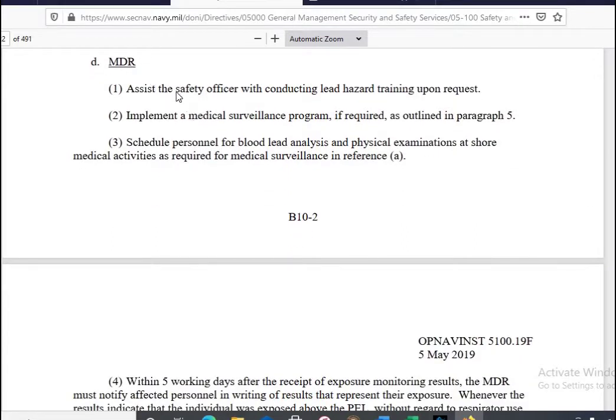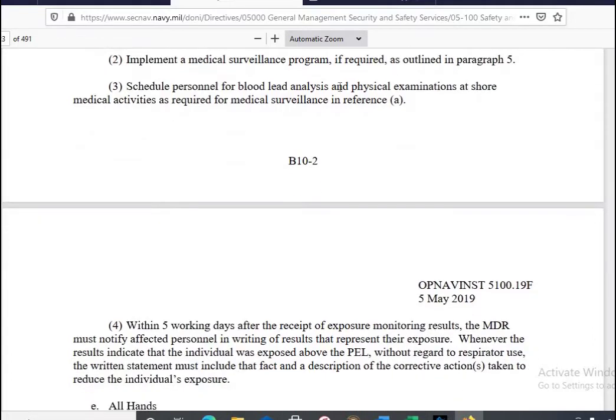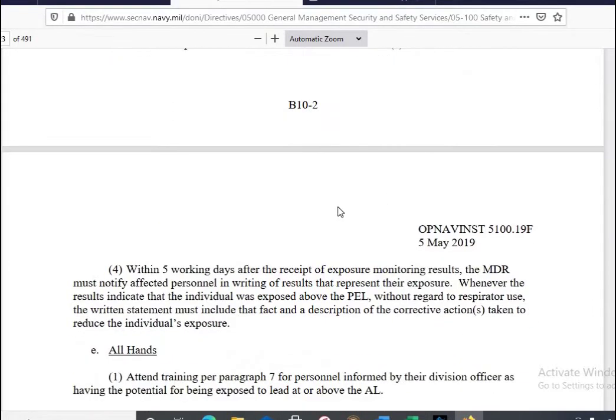Medical department, they help the safety office in conducting lead hazard training. They do the medical surveillance program if required. They also schedule the blood lead analysis and physical examinations. So they do all the medical stuff.